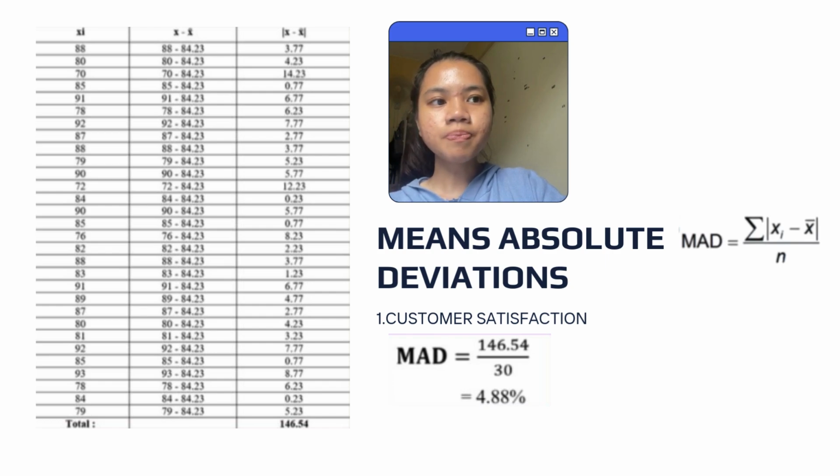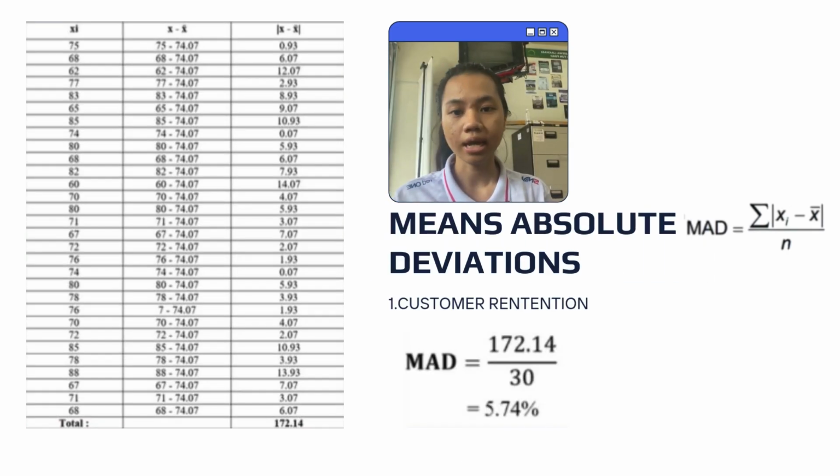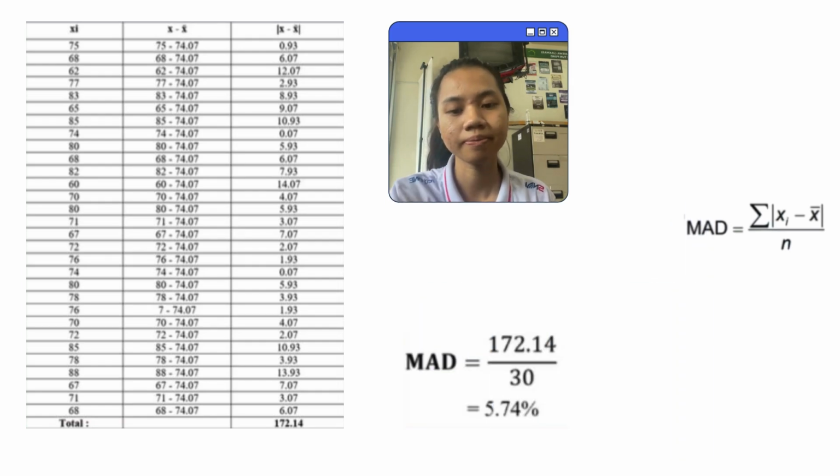For example, the total of the absolute values is 146.55. Divide by 30 and we get 4.88%. Next, we will calculate the mean absolute deviation for the customer retention. The total deviation for customer retention is 172.14. Divide by 30, and we get 5.74%.